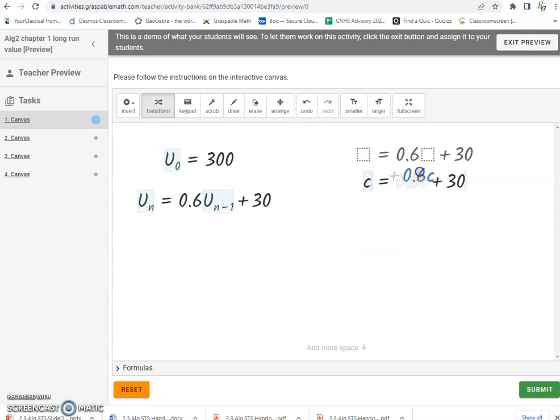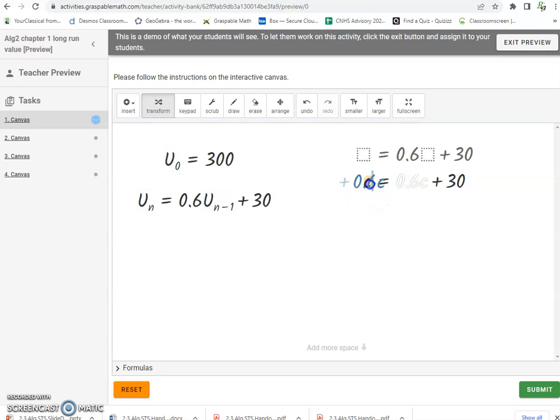The other option would be to hold the shift key down, click on 0.6 and click on the C so they're both highlighted in blue, and then release the shift key and left click again and drag it, and both the 0.6 and the C will go together because they're both highlighted in blue. So two options of doing that.